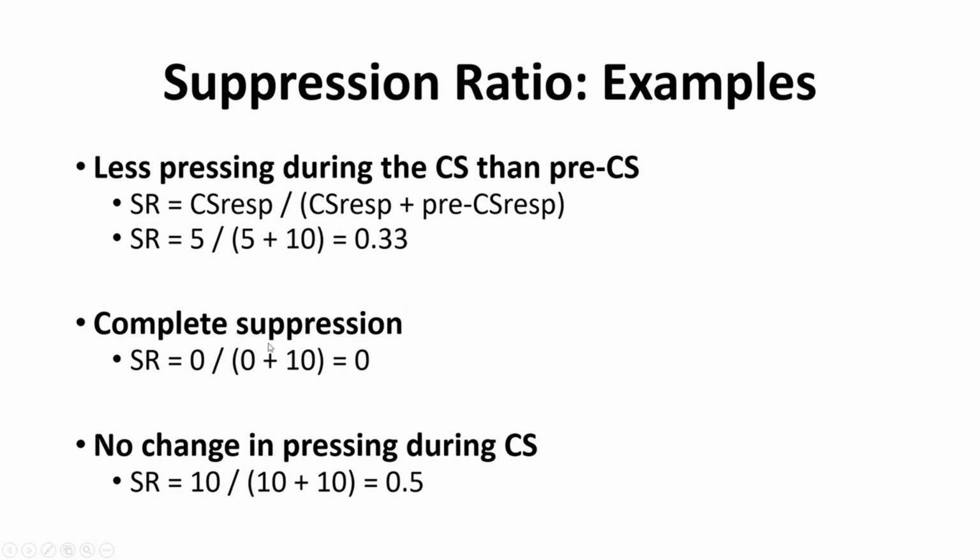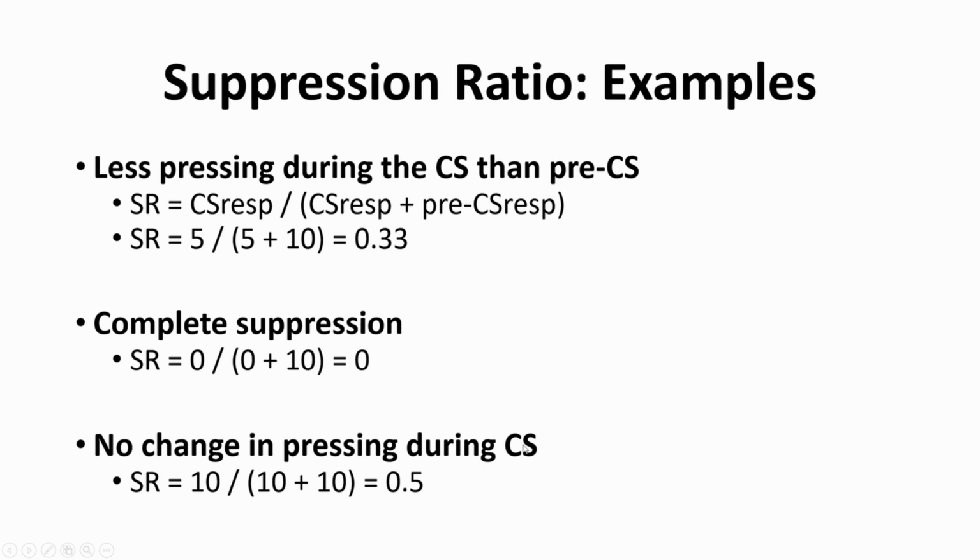For complete suppression, we would be looking at something like, say, zero lever presses. Our pre-conditioned stimulus responding is still 10, so that number stays at 10, but now our after conditioned stimulus delivery behavior is 0 lever presses. So 0 divided by 10 is still 0. That tells us that there was complete suppression. There is no behavior after the conditioned stimulus was delivered, even though there was some before it was delivered.